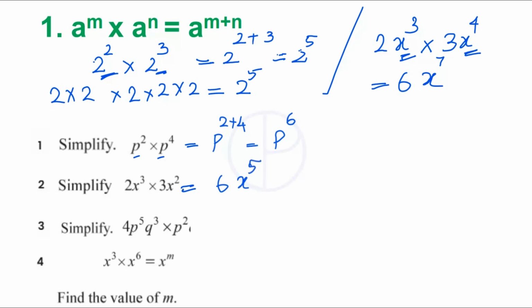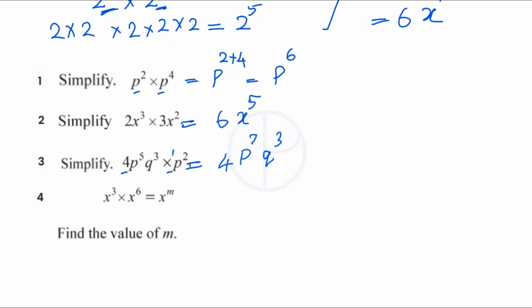Here we have 4 and here we have 1. So 4 multiplied by 1 is 4 and p power is 5 plus 2, 7. And what about q? q power 3.